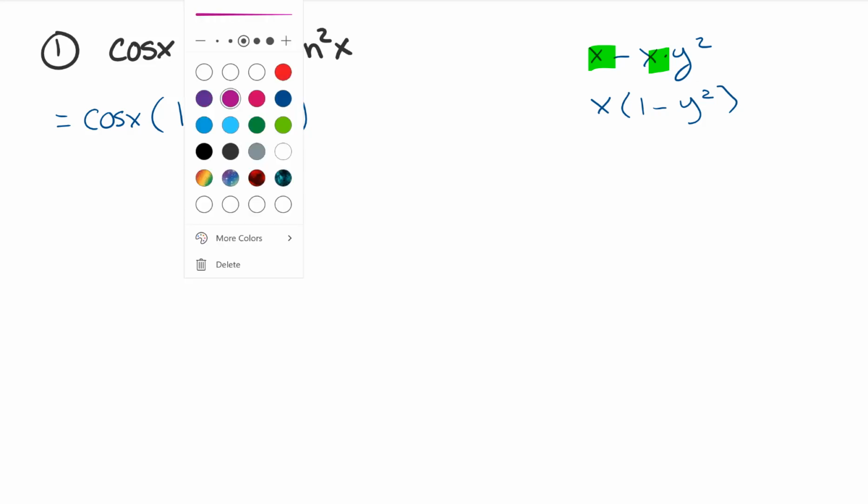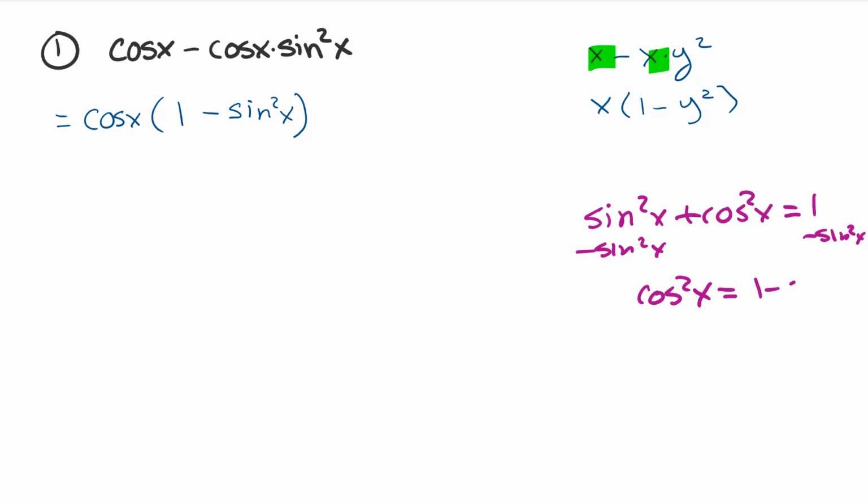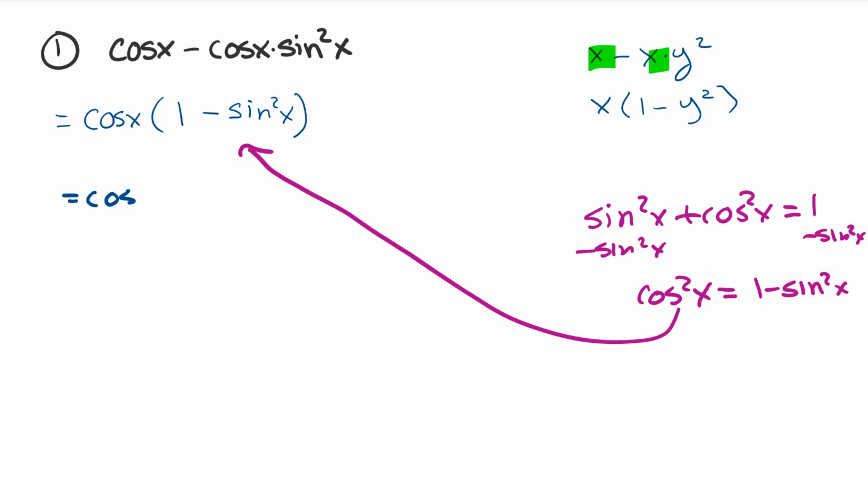I think I remember something. Sine squared plus cosine squared is equal to 1. And if we subtract over the sine squared, I think we can clean stuff up. The cosine squared of x is equal to 1 minus sine squared of x. Let's pop it in right there. So you're going to get the cosine of x times, and instead of writing 1 minus sine squared, you're going to write in cosine squared of x. So here it is, one more step, and we got this thing completely simplified.